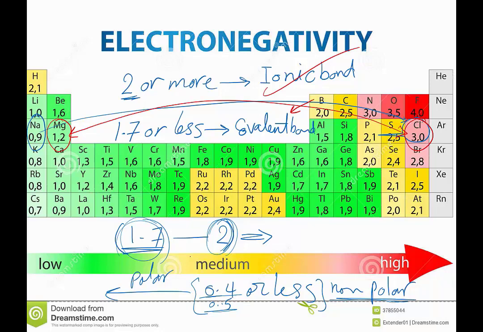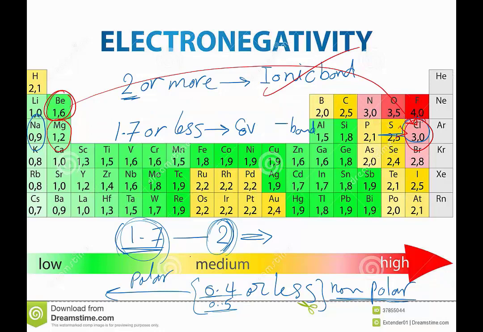Beryllium. Take the beryllium with, let's say, chlorine. What's the difference? 1.4. So what do you think? Beryllium and chlorine, 1.4. So it's ionic or covalent? Covalent, that's right. So although the beryllium is a metal, and it's in the second column, it makes covalent bonds. Why does it make covalent bonds?